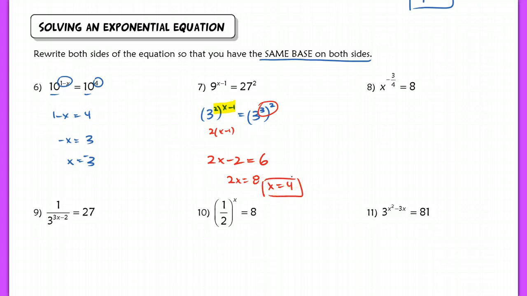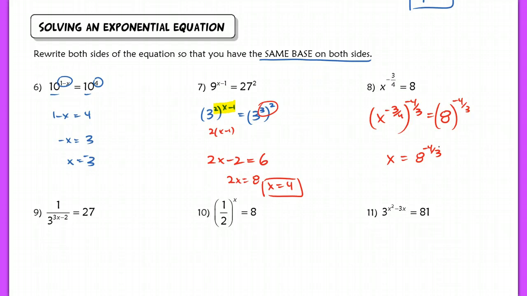Now in number 8, this is technically not an exponential equation, but you will still be solving problems where you have an exponent and you need to be able to raise it to the reciprocal power. So if I want to isolate x here, what I need to do is raise this to the -4/3 power. On both sides, I'm going to raise it to the -4/3 power, and this is now going to become x to the 1st power, which is what I want. I just want x alone. So I have x equals now 8 to the -4/3 power.